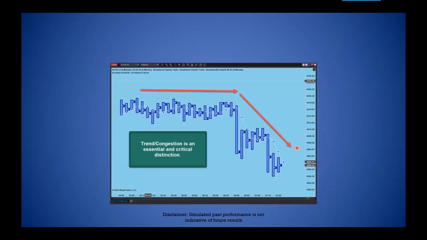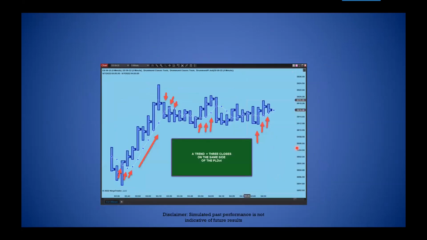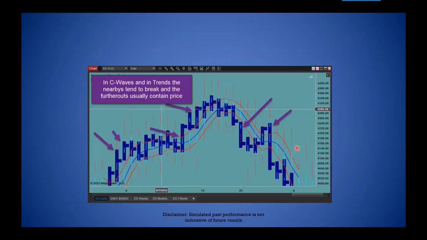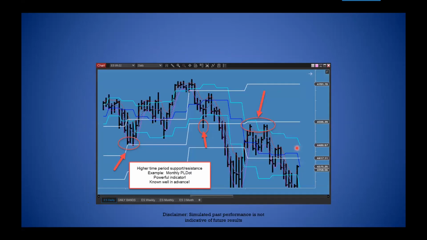We have very clear definitions of trend and congestion. A trend is 3 closes on the same side of the dot. Congestion is when the PL dot and the closes are on each other's side. So this system works in any given time frame, any single time frame. But there's another whole dimension to this, which is tremendously helpful.